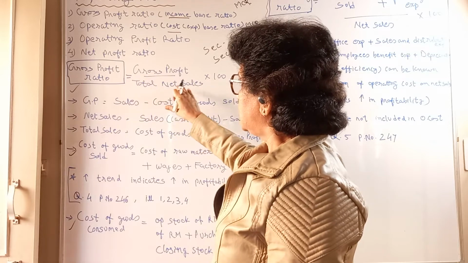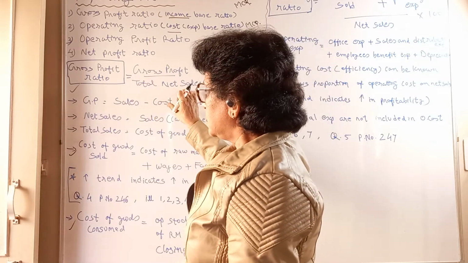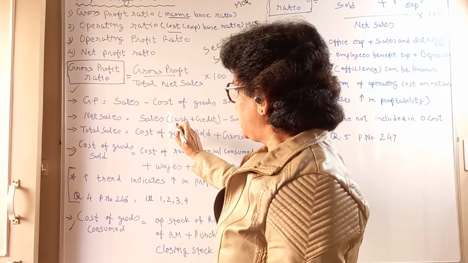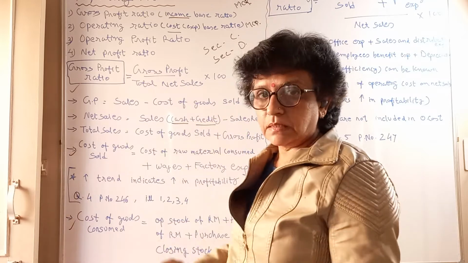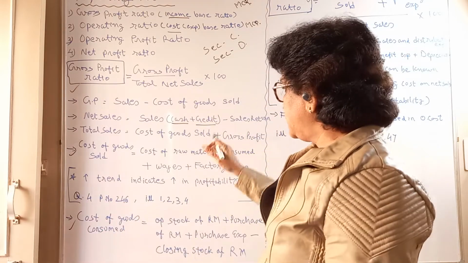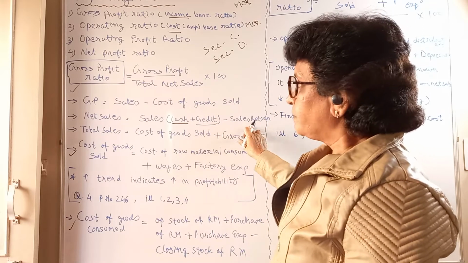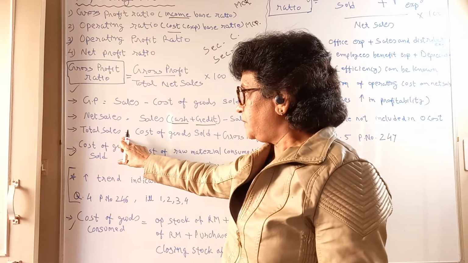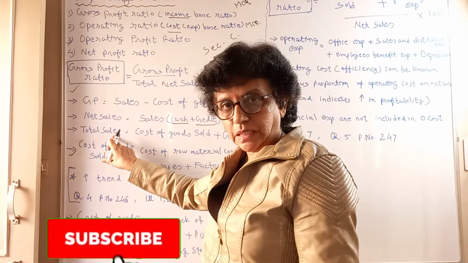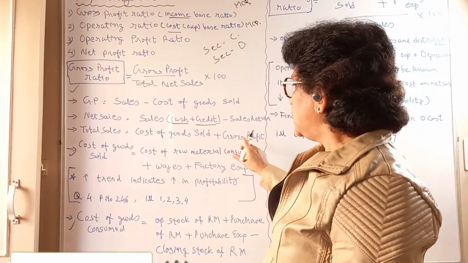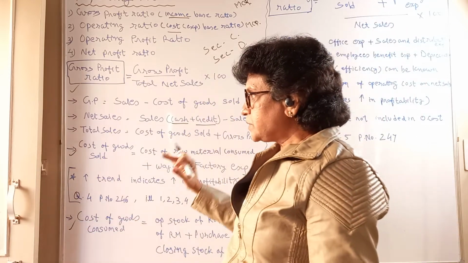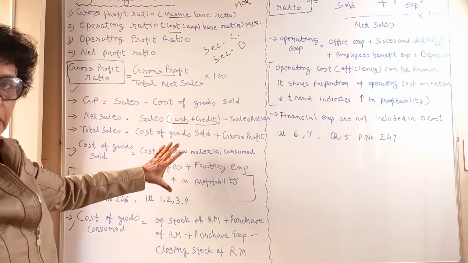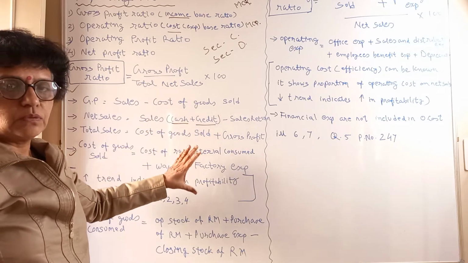Now, let us focus on the total sales. How to find the total sales? You require the net sales, which is equal to sales. It may be cash sales, it may be credit sales. So what information is given will decide. Minus sales return, that is the net sales. And if the total sales information is not given, then total sales can be derived as cost of goods sold plus gross profit. So based on what information is there, you can decide which formula to apply and how you have to reach the answer.